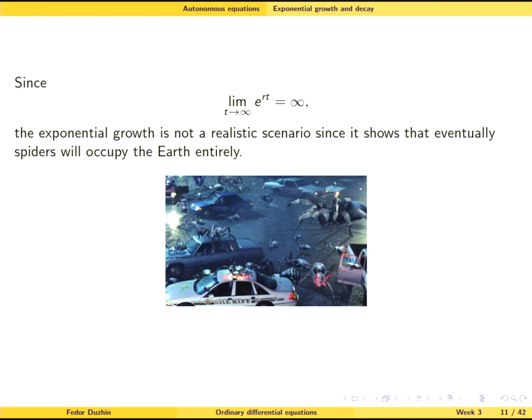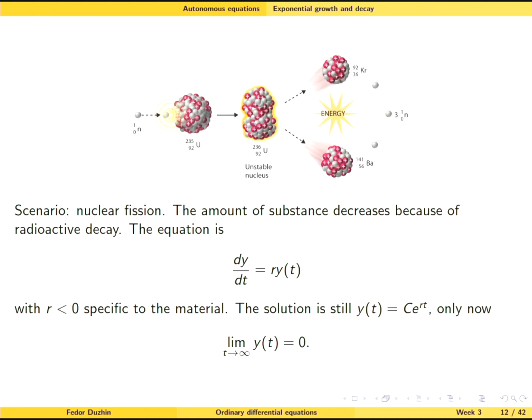see what's going to happen if the constant here is negative, right? So if the constant here is negative, then the main scenario that it models is nuclear fission, right? So in physics, according to the law of nuclear fission, because of radioactive decay, the amount of substance just gradually decreases over time, and the rate of change is also proportional to the amount of material, but only with a negative coefficient. Right?